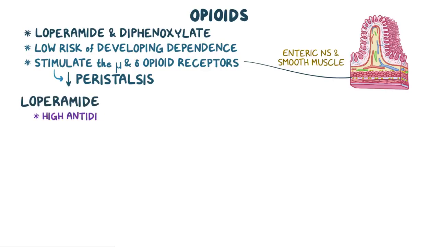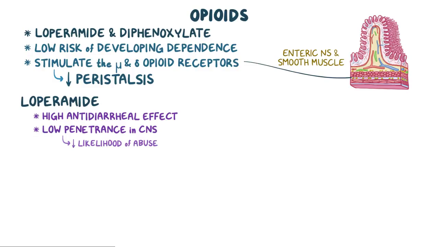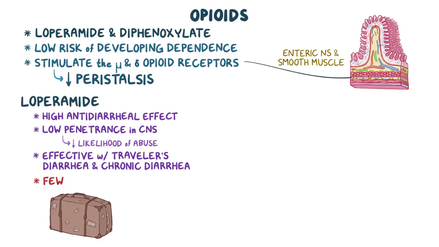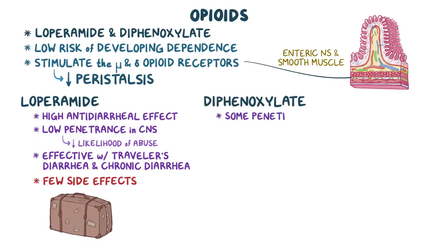Loperamide has high antidiarrheal effects, but very low penetrance in the central nervous system, so there's a lower likelihood of abuse. Loperamide has been shown to be effective in traveler's diarrhea and chronic diarrhea with very few side effects. Diphenoxylate has some penetrance in the central nervous system, which can lead to side effects like CNS and respiratory depression, as well as paralytic ileus.